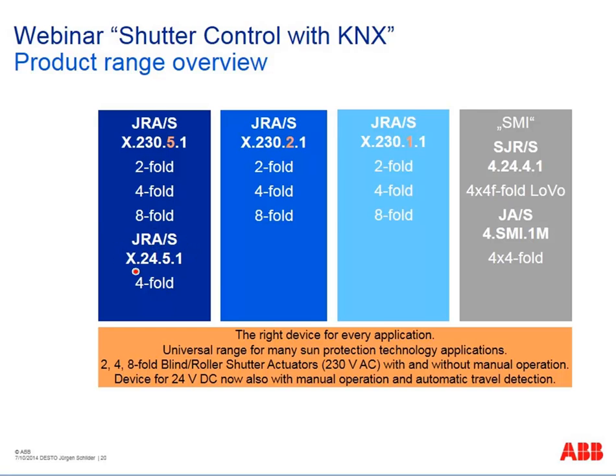So we have one shutter actuator here with 4 channels, but with the same functionality of these most powerful shutter actuators. Then again 2, 4 and 8 channels with no travel detection but with manual operation, and then the final one here without manual operation and without travel detection. And the SMI technology will be explained by Jürgen later on as a separate technical solution. We have there 2 and 4-channel devices, but later on you will see what is behind SMI technology.